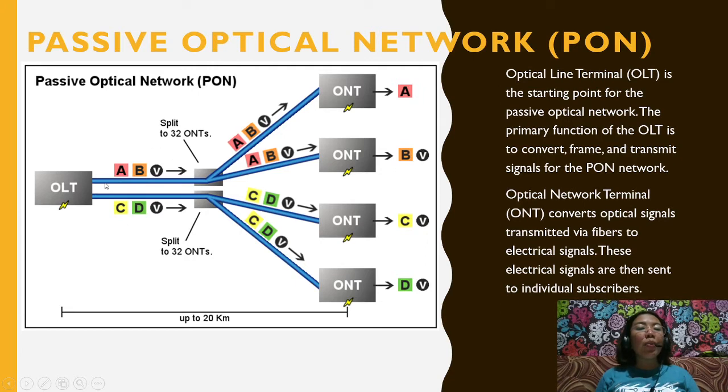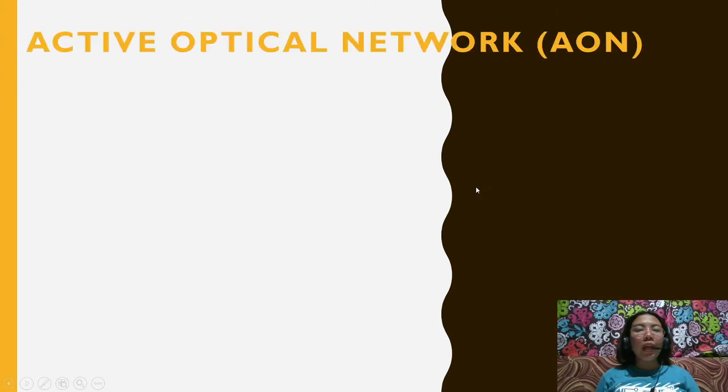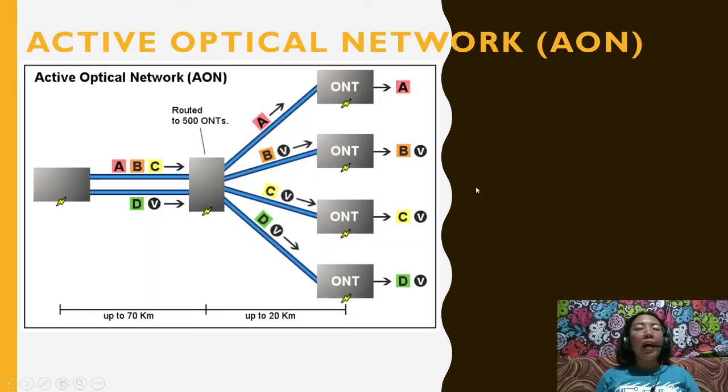So you can see here that we have A, B, C, and D, and V, wherein those that are A to D are data or voice, and V here is for video. And you can see here in the passive optical network that we are using a passive optical splitter which splits the data to be distributed into the ONTs. And you can also see here what an active optical network looks like.